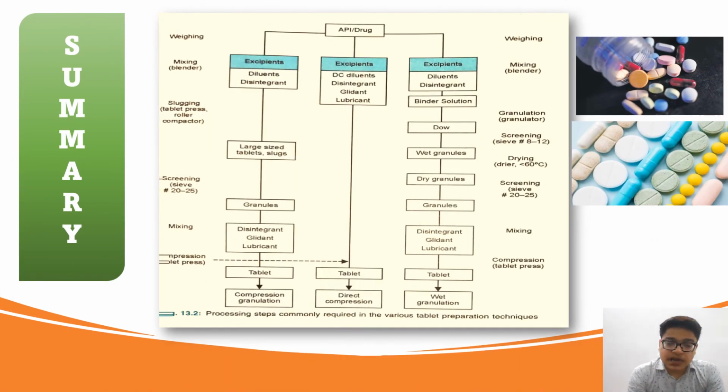So finally we summarize our topic. This is a flow chart showing all the three processes. The first one is dry granulation, second one is direct compression, and this is wet granulation. You can see it is a long process with multiple steps, so it is more time consuming and more costly. But believe me, it is going to give you the best results because the flowability is enhanced and the compressibility is enhanced. So we are going to get a very good tablet in the case of wet granulation.